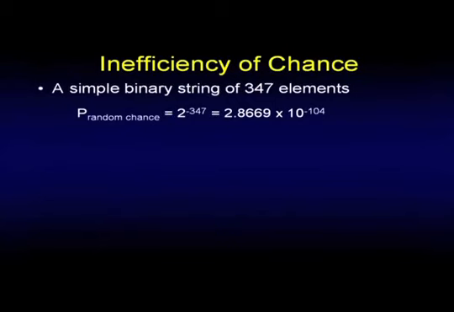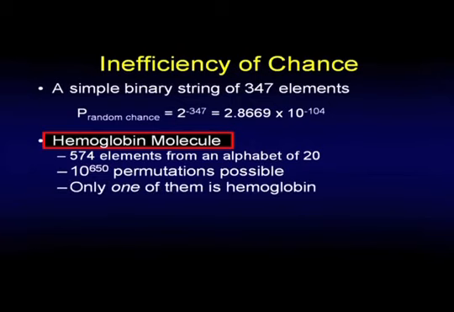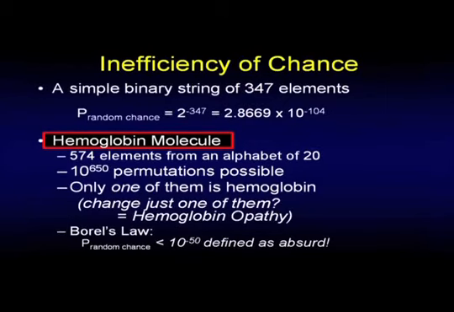Now, chance itself is pretty inefficient. Say this just happened by evolution, just randomness. Well, the probability of random chance of 347 beads being black and white, we said, was 10 with 104 zeros after it, right? A hemoglobin molecule has 574 elements from an alphabet, not of 2, but of 20. There are 10 to the 650th power permutations possible. Only one of them is hemoglobin. And if you miss it, you die. Heavy stuff. Remember Borel's law, anything with more than 50 zeros is defined as absurd. Hemoglobin happening randomly is really, really, really absurd, just as is my little example with these silly little beads, okay?